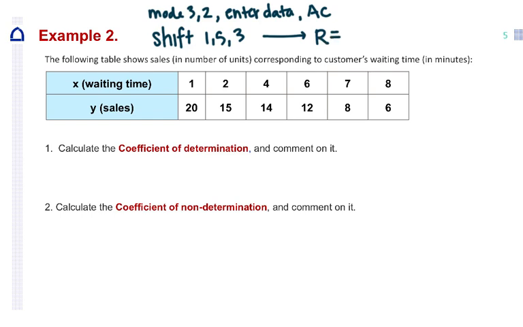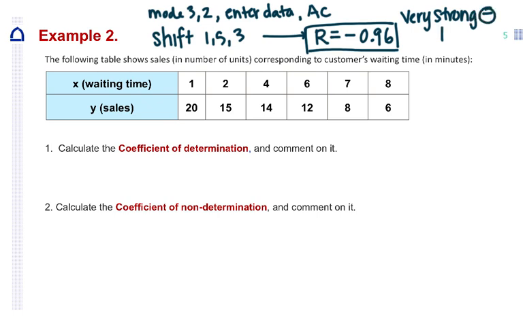In this case, we'll get an R of minus 0.96. And let's stop for a minute and think about what that means. That's the correlation coefficient. It means it's very strong, because it's very close to -1. It's a very strong negative linear relationship, which means if we were making a scatter plot, the dots are going down and they are very close to the line.